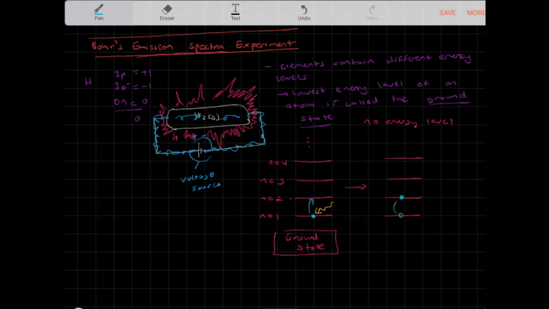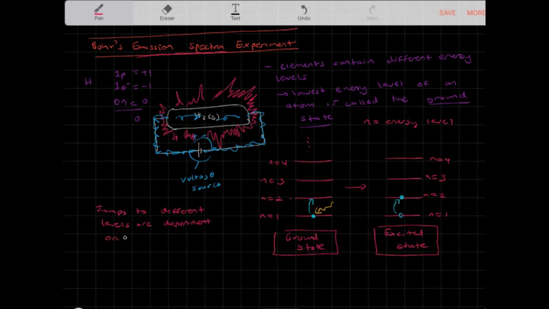So it's basically jumped. And this jump is to a higher energy level, which is called an excited state. We'll call this n is equal to 2, n is equal to 1, and once again, these are just energy levels. Now the electron jumps to the higher energy level and enters its excited state. Depending on how much energy it absorbs will determine its jump. So jumps to different energy levels are dependent on the energy absorbed.